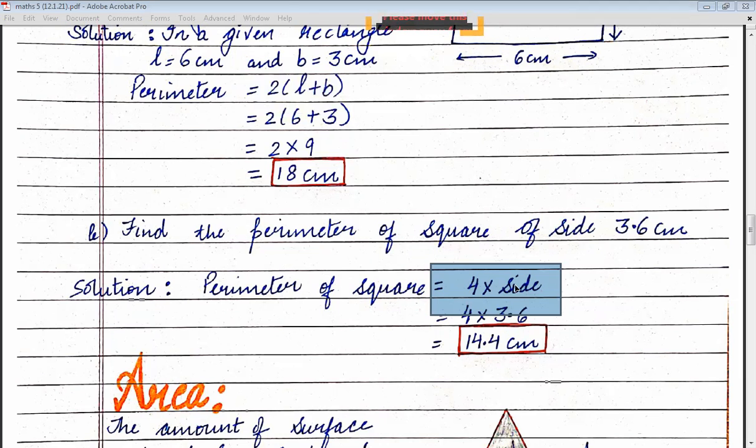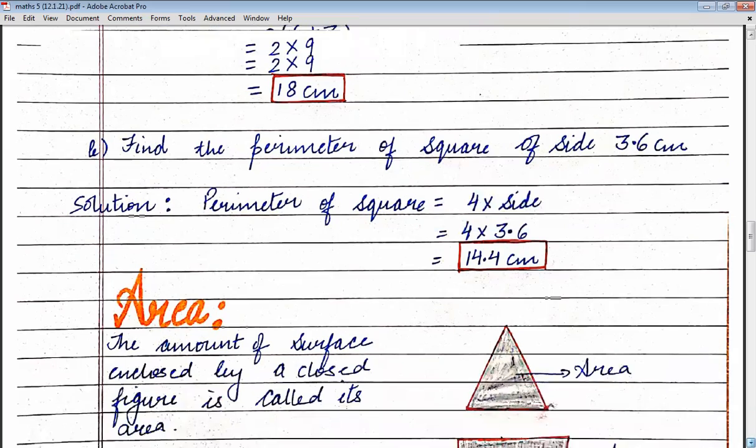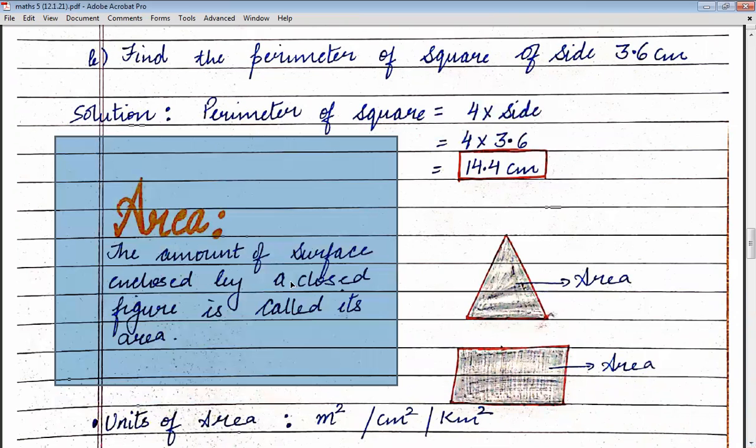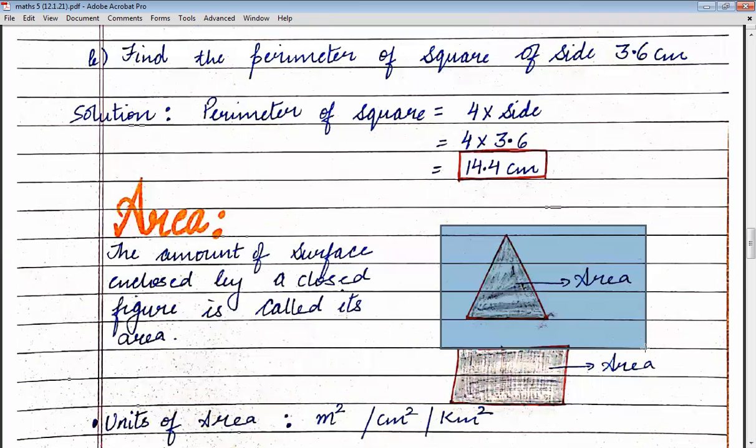Now let us discuss what is an area. Now, children, look at the figure given here. First one is your triangle. Okay, so now you know that if I ask you to show the perimeter, I guess you are going to show the outer boundary. Okay, so this is your perimeter. Now, children, let us discuss what is an area. Now, area is the surface enclosed by the boundary.